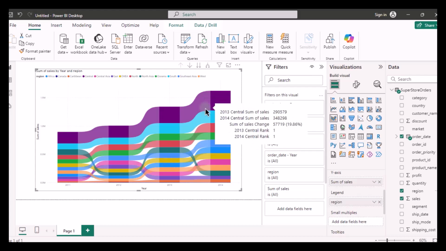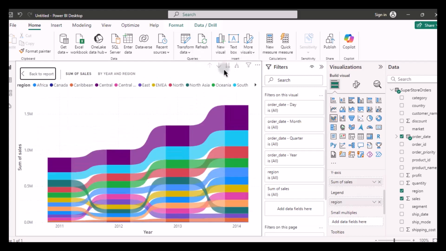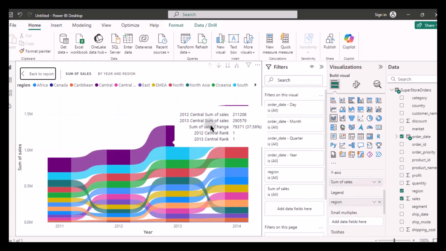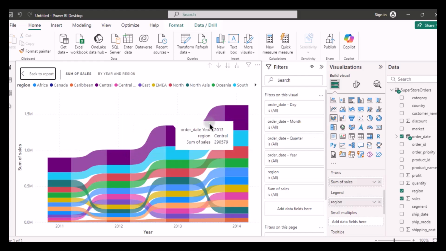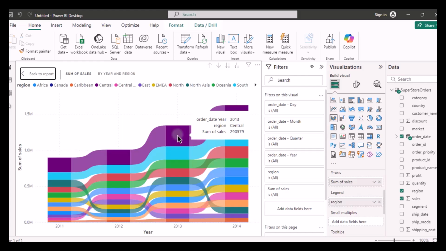So now let's learn what is happening in this chart. I'm going to put it on focus mode. It basically shows us that the purple is the central region and it is at the top, and as we can see, it is continuously increasing every year. For 2011 we had around 2 lakhs in sales, but then it increased in the next year, and then it also increased in 2013 and then in 14.